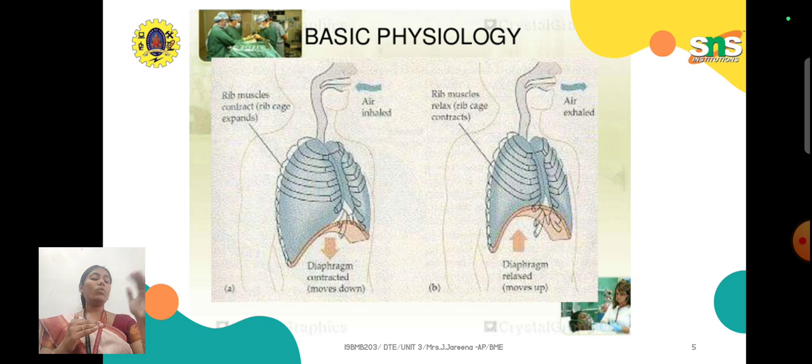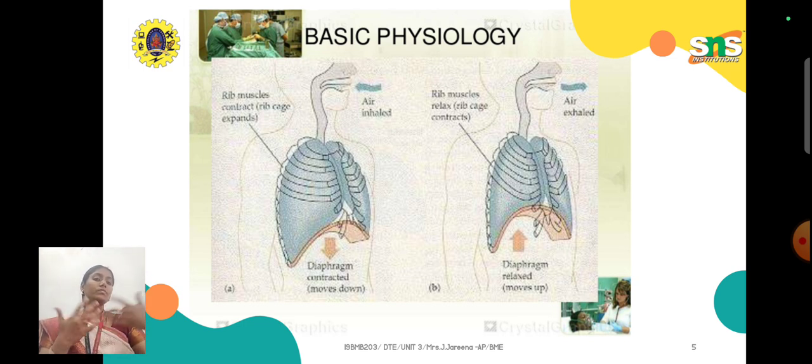The lung volume is now reduced because of the upward movement of the diaphragm. The intercostal muscles are relaxed and the diaphragm is relaxed, so everything regains its original state. It means the volume is reduced. Because the volume is reduced, the pressure inside the lung is increased compared to the atmospheric pressure.